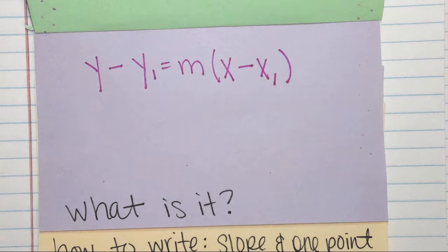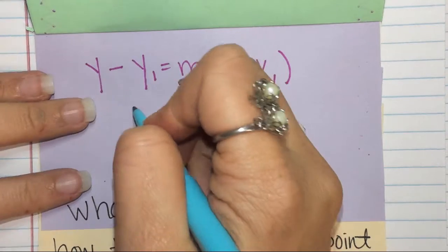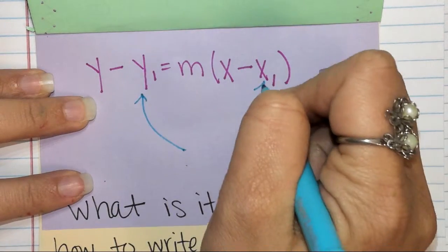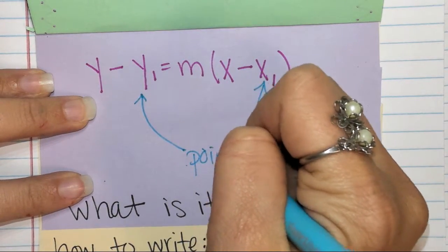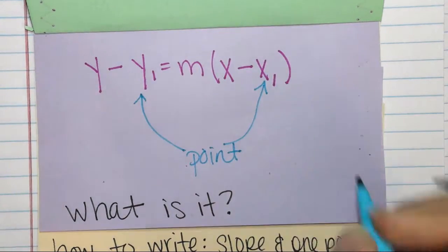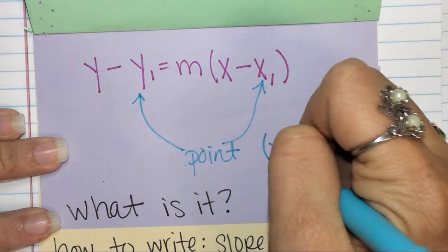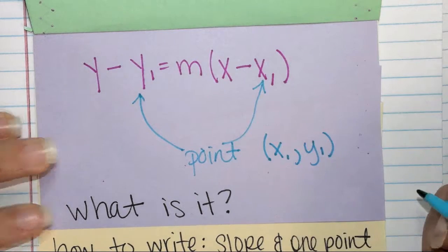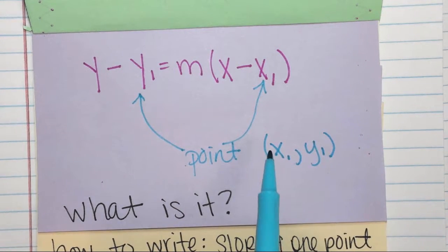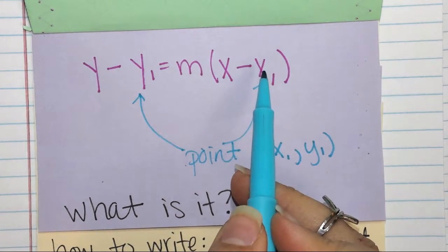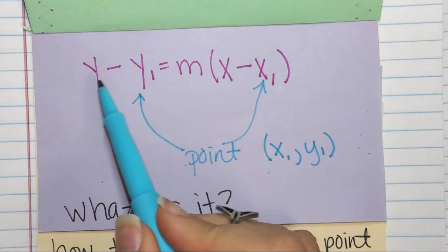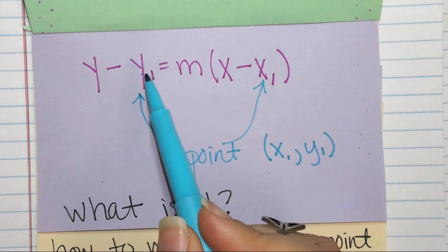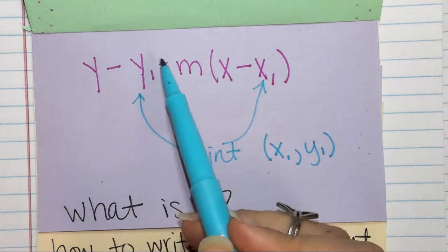Now, all it is is a reconfiguration of the slope formula. They just multiplied both sides by x's. That's how you get point slope form, which is why it's called point slope form. x1 and y1 are the points. So if x1 is positive 2, you'll just plug in 2 and it'll be x minus 2. If y1 was positive 3, you would just plug in 3 and it would be y minus 3.